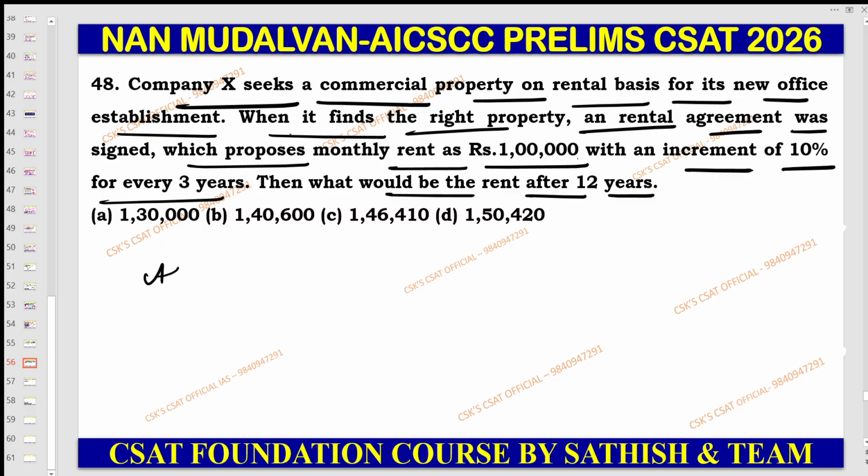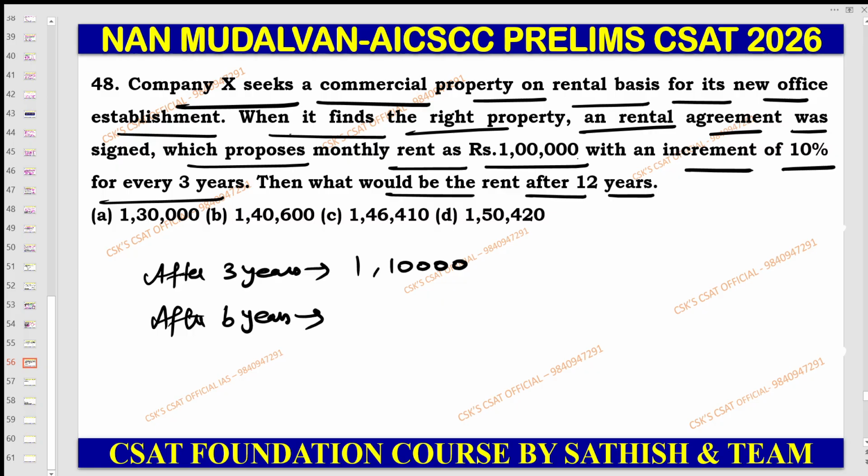Manual calculation you can also do. After 3 years, it is 10%, so you can add 10,000. After 6 years, 10% of, listen carefully, this is the previous one. 10% means what? 11,000. Simple. So it becomes 121,000.